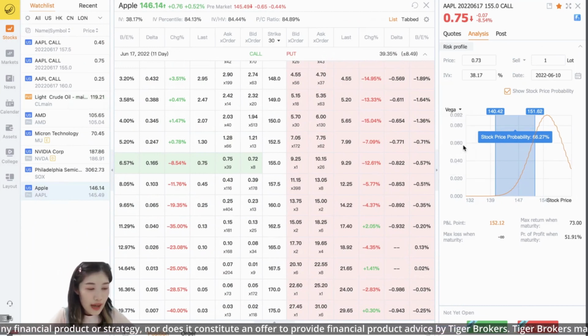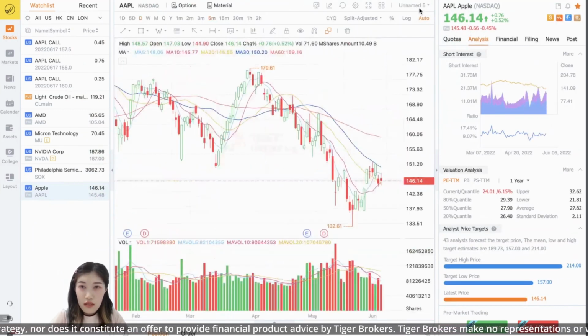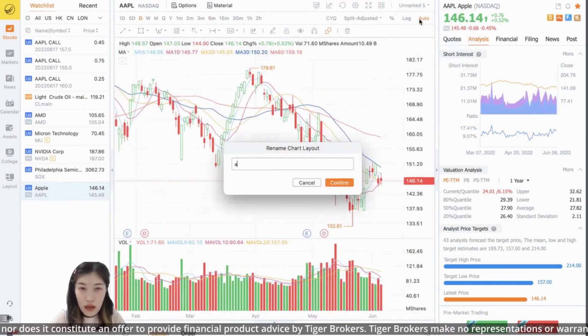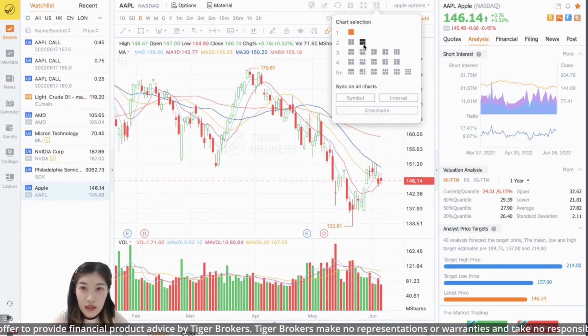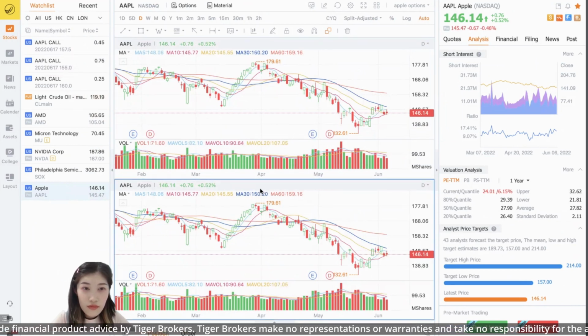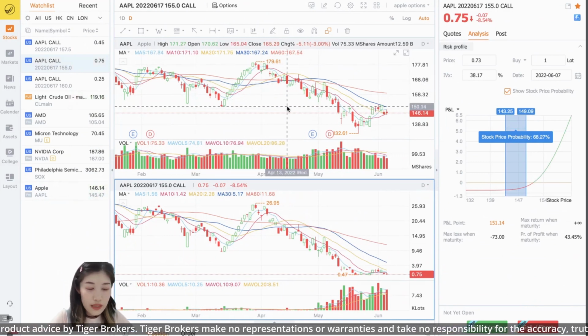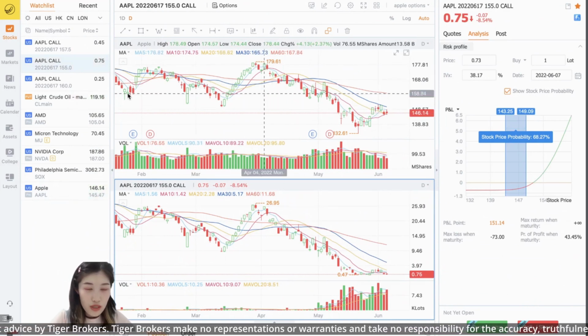Now let's assume that I have sold this call option already. What we can do is create a multiple layout again, and I will rename it to Apple Options. I will select a two-chart layout. Now, with this setup, we can monitor Apple stock and Apple options at the same time.